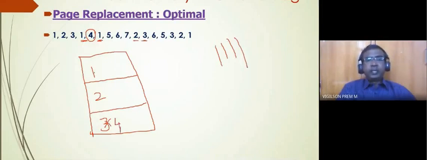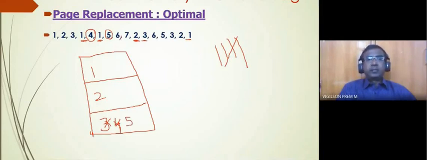Again 1, which is already available in main memory. Now consider 5. Okay, page fault. Surely a page fault will occur. Which page will be replaced? Among 1 to 4, which is not going to be used for a long time? Here 2 is available first and 1 is available first. 4 is not going to be used for a long time. In fact, 4 is not in the reference itself. So here I can replace it with 5.